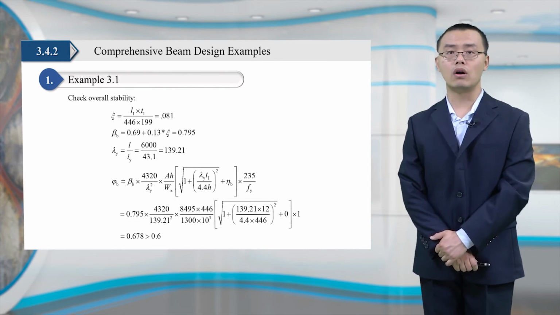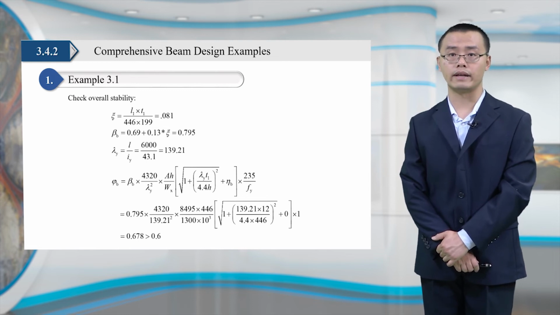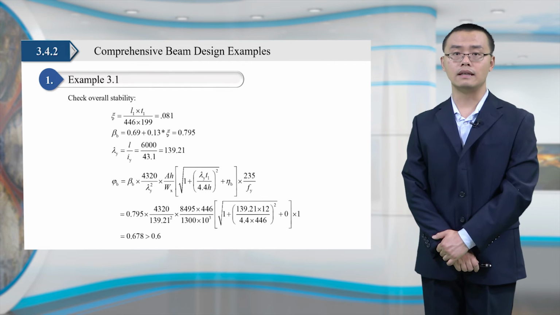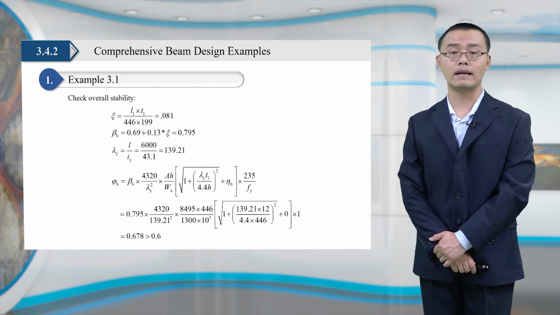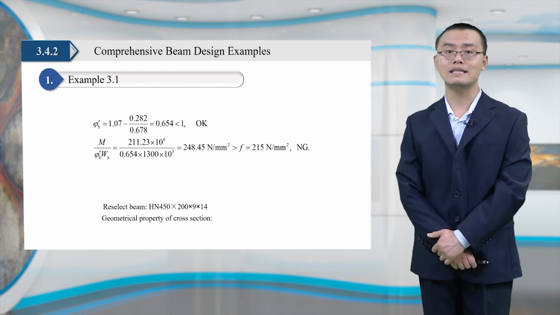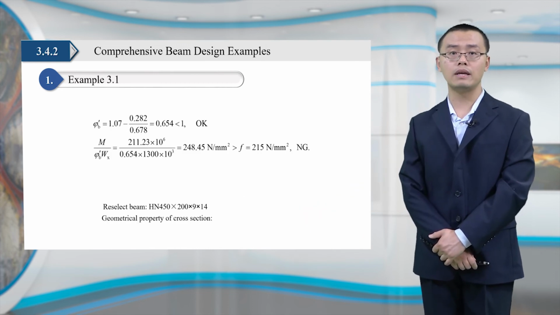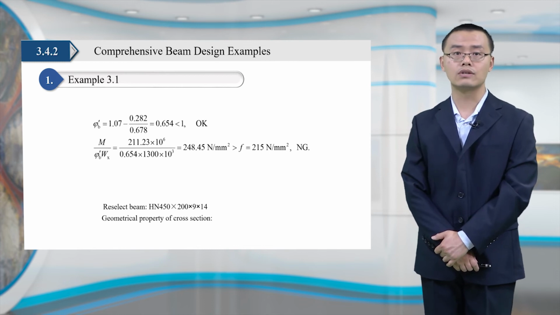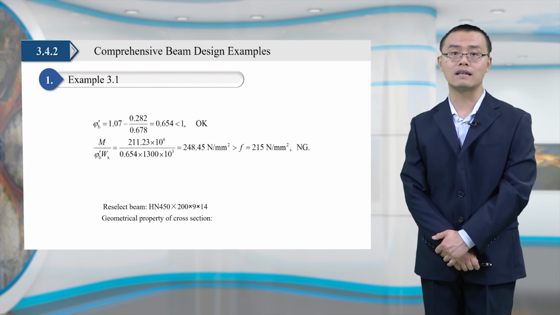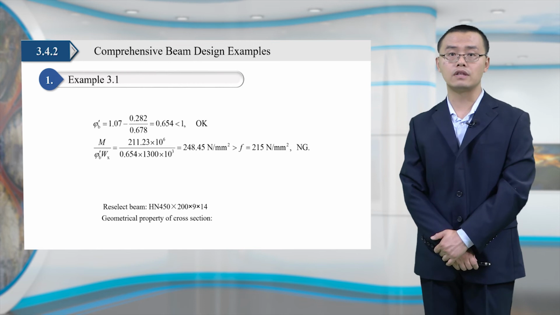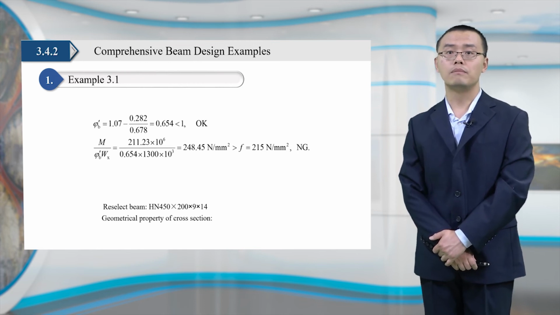Next, check overall stability is expressed as the following. First, calculate C. Second, beta B. Next, you need to calculate lambda y, then stability factor phi b. What's more, judge if the phi b is larger than 0.6. If it does, you need to modify phi b as the following, and it is found actual stress has exceeded the design strength. So we need to reselect beam HM 450 by 200 by 9 by 14.